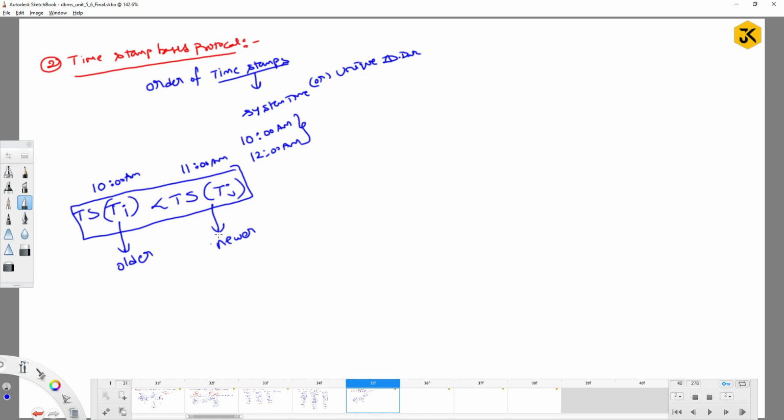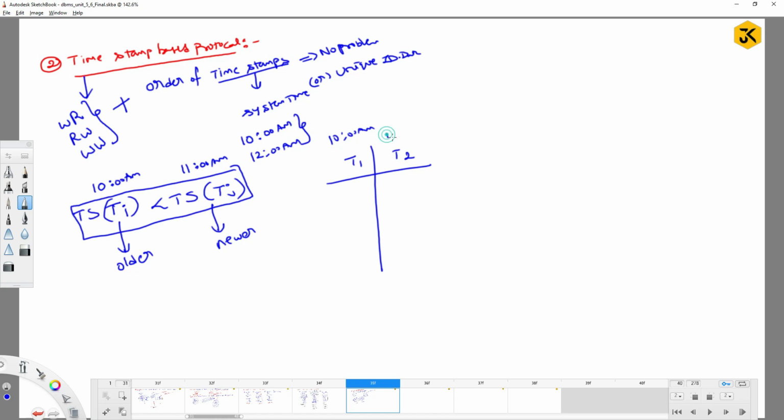Now, whatever conflicts are occurring, conflicts meaning read-write, if those conflicts are executed in the order of timestamps, then definitely there is no problem for us. Why is there no problem? Say transaction T1 arrived at 10 a.m. and transaction T2 arrived at 12 a.m. For example, I am trying to perform a write operation.